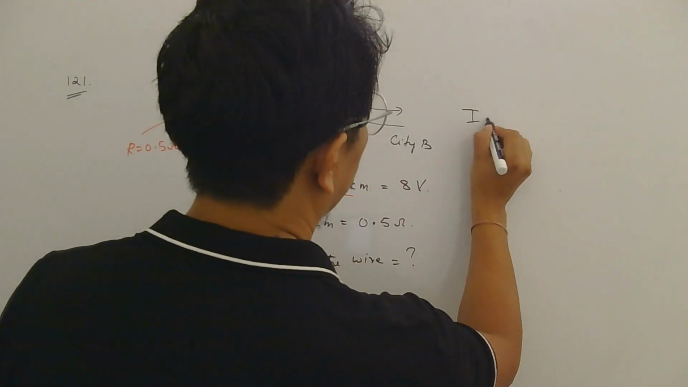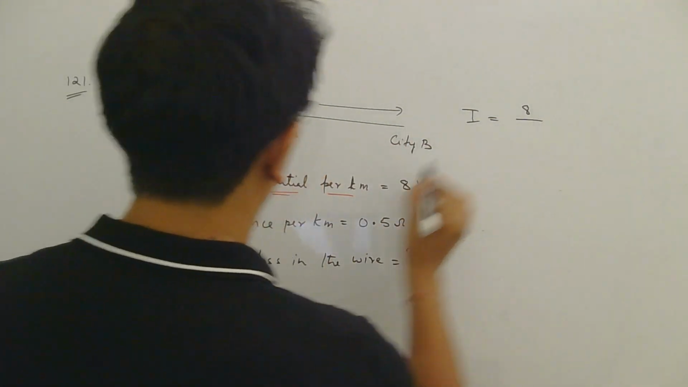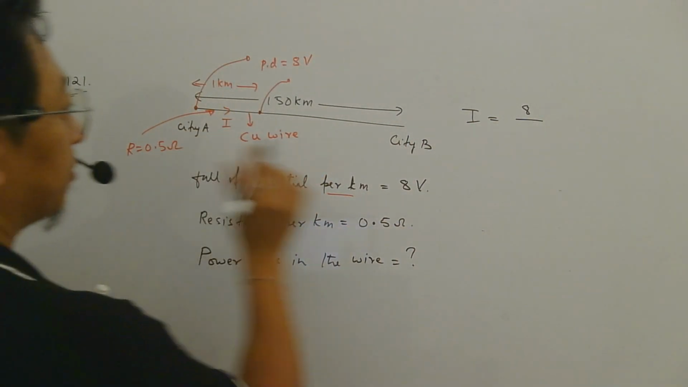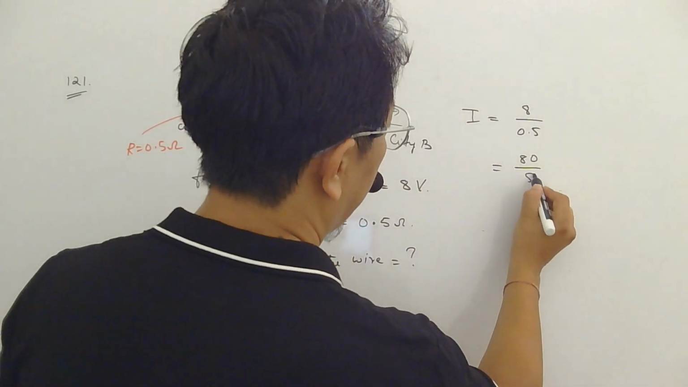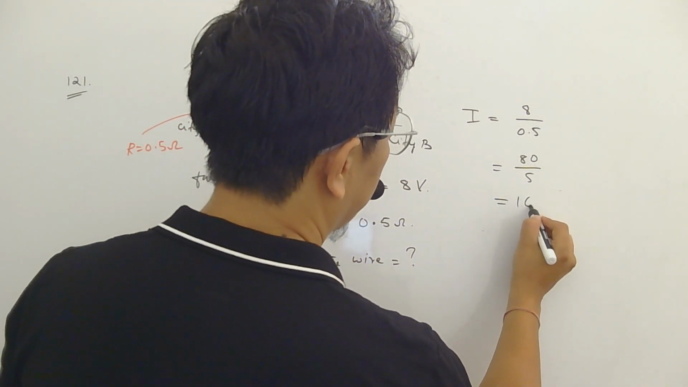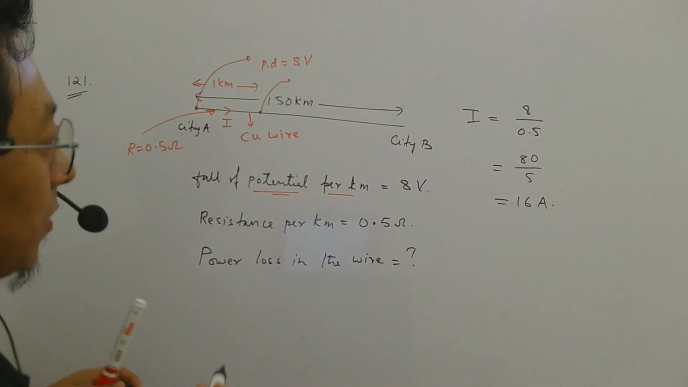So your current will be, for this part, potential difference is 8 volt, resistance of this part is 0.5. So this will be 80 by 5. 5 ones are 5, 5 fours are 20. So current flowing is 16 ampere.